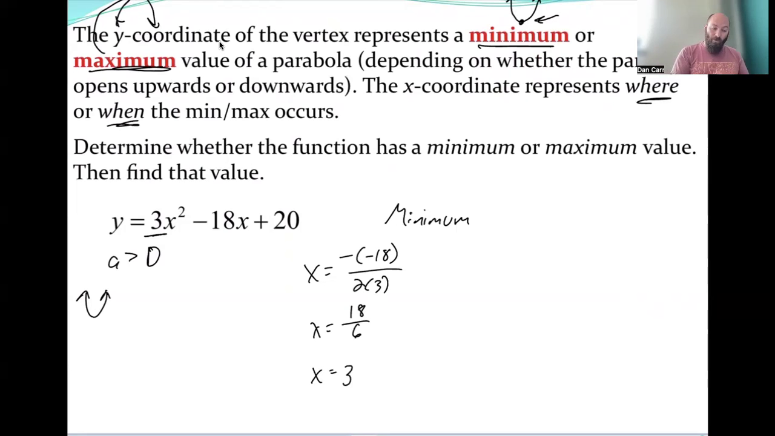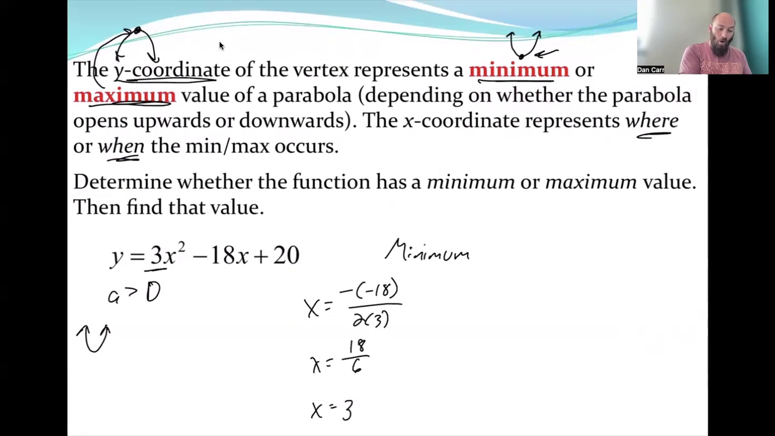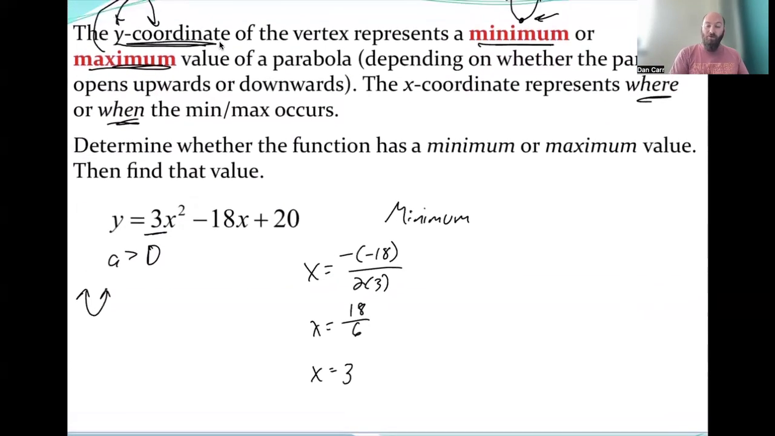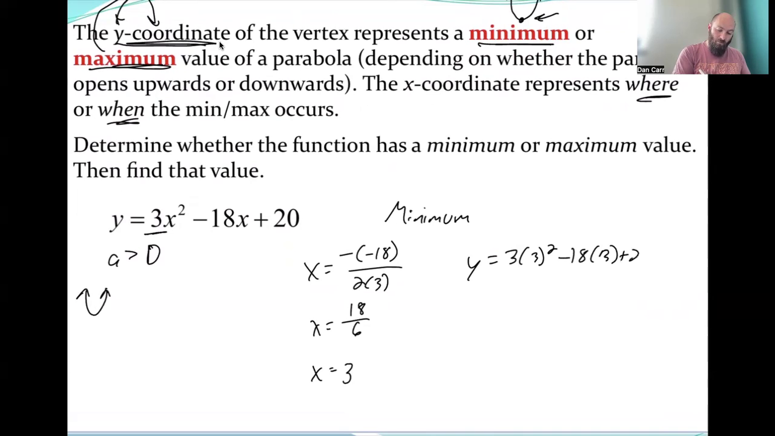But remember, the actual minimum value is the y-coordinate. So I now need my y value. So y is equal to 3 times 3 squared minus 18 times 3 plus 20. So 3 squared is 9, times 3 is 27. This is 30 and 24, so it's going to be -54 plus 20. If I combine those, that should be -27 plus 20, which is -7.